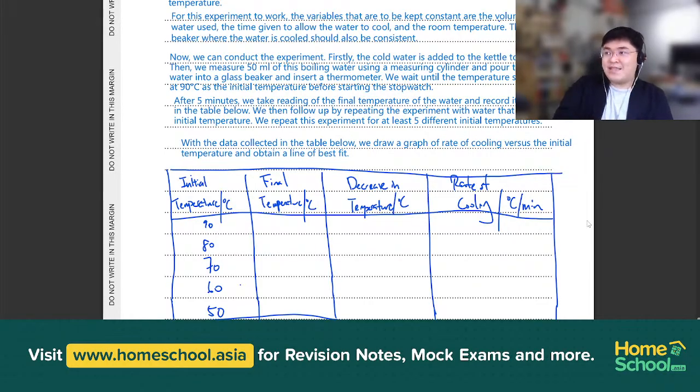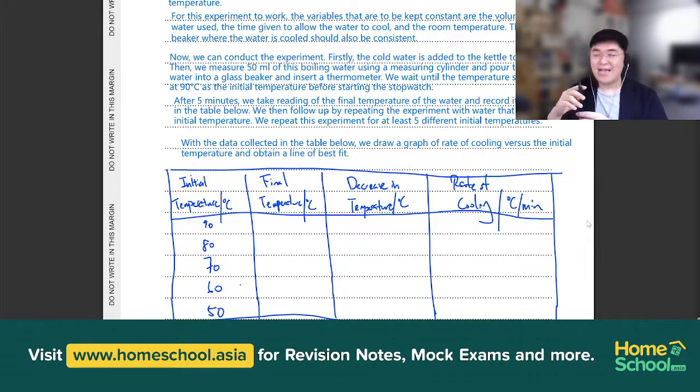Okay, and next, 1 mark awarded for a proper conclusion. So we are to plot a rate of cooling versus the initial temperature, or you can compare all the results in table to check how initial temperature affects rate of cooling. So I will write down to draw a graph, plot the graph to observe the graph of best fit.